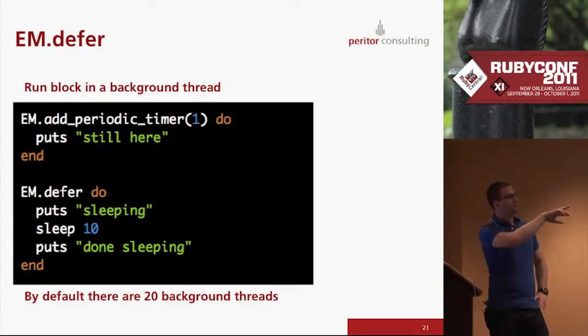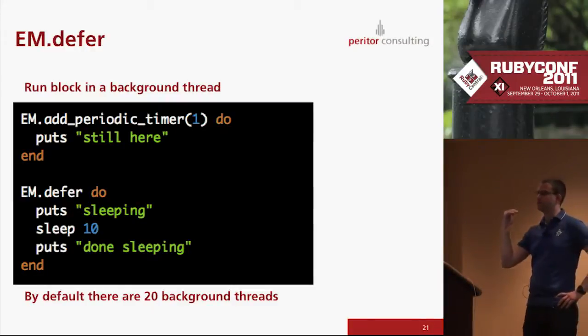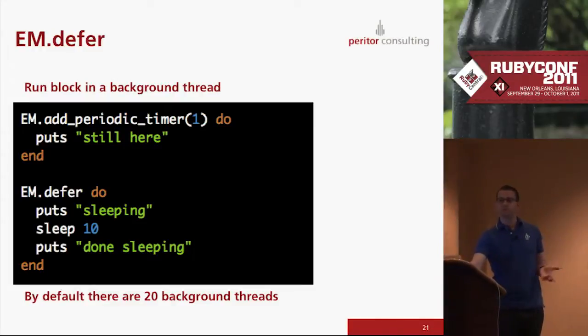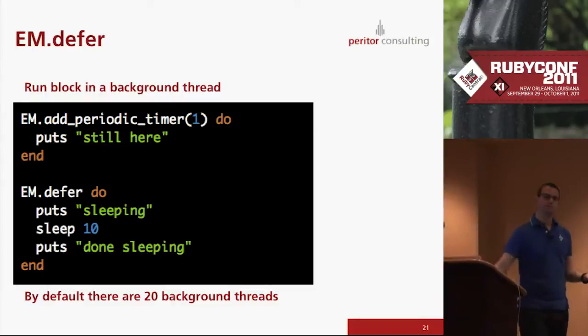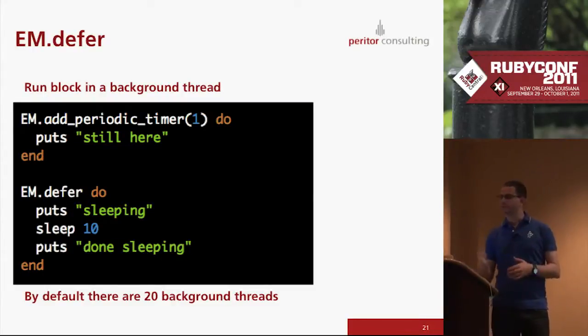If I wouldn't wrap it in EM.defer, we would never see the continuous printing of the timer, because we would be blocking the main loop, because the sleep will block the loop. And in this case, we've wrapped it in an EM.defer, so now we're blocking a background thread, which means the main loop can still run.